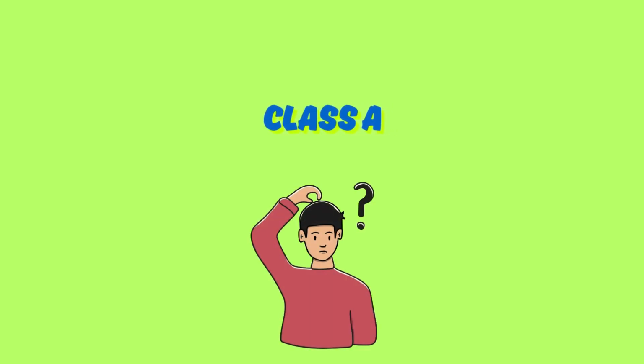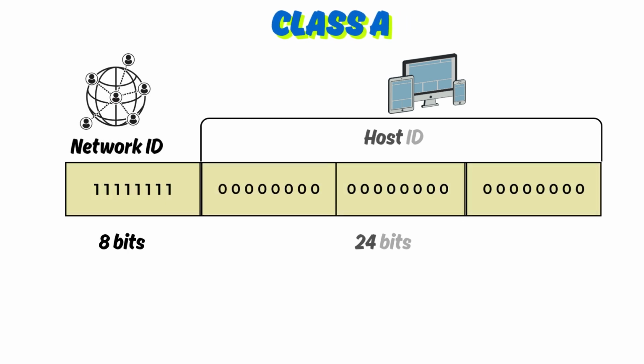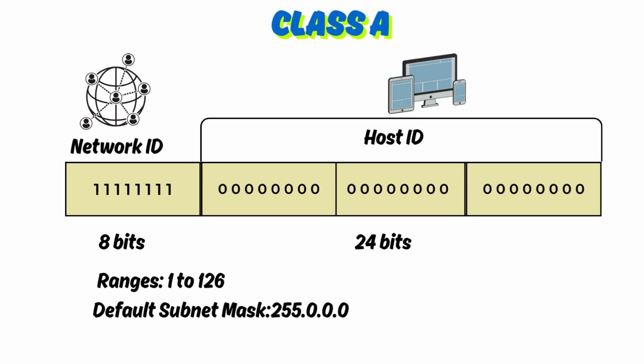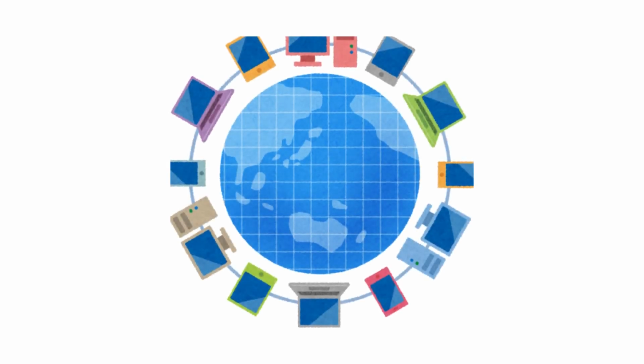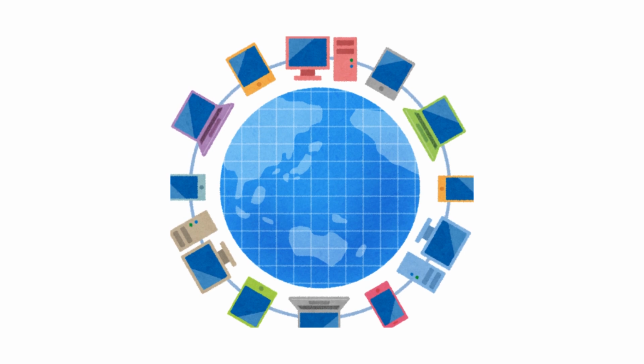Class A was designed for very large networks, using the first 8 bits for the network ID and the remaining 24 bits for the host ID. It ranges from 1 to 126. The default subnet mask for class A is 255.0.0.0. In binary notation, the class A IP address can be written in this way. One of the key features of class A is that it offers a limited number of networks but a massive number of hosts per network, about 16 million.